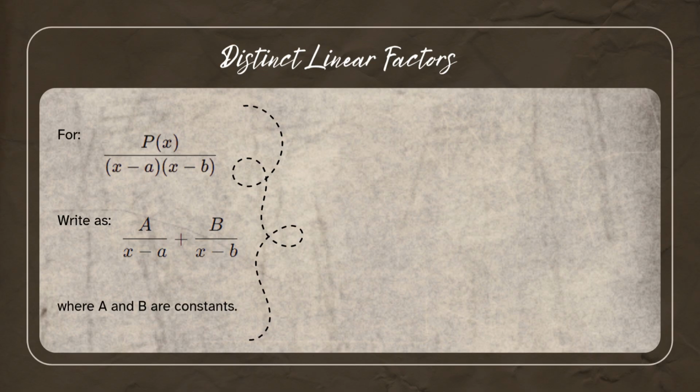Okay, so let's move on to the distinct linear factors. If you see factors of this type, where p(x) over (x minus a) times (x minus b), you need to rewrite it as A over (x minus a) plus B over (x minus b), where A and B are constants. Now, this is the example.